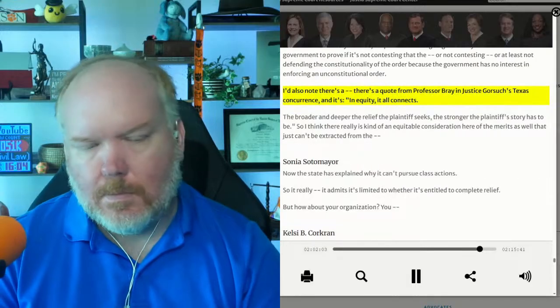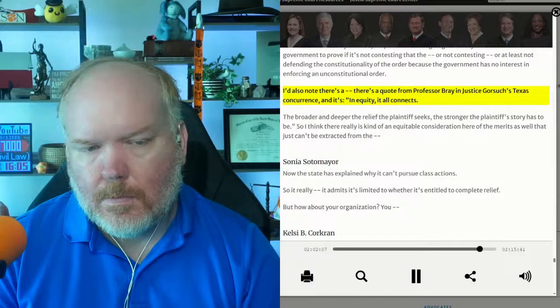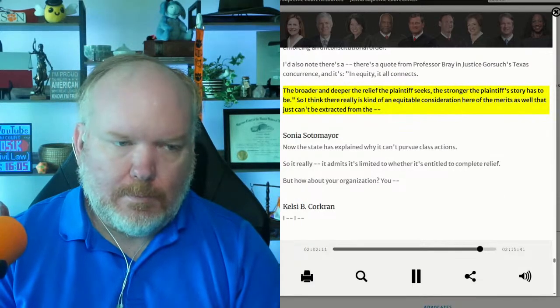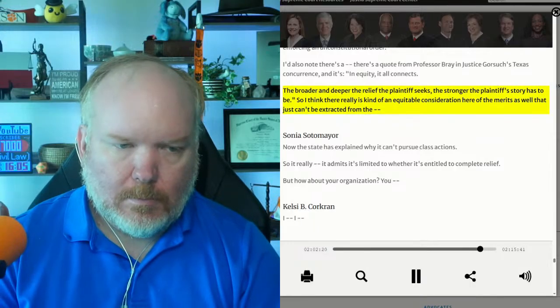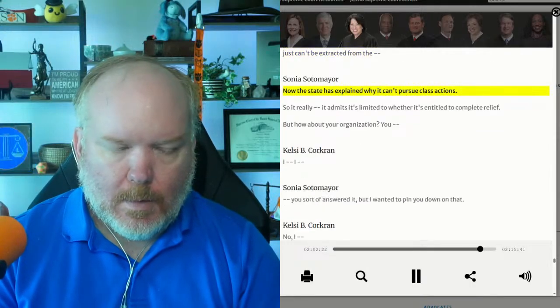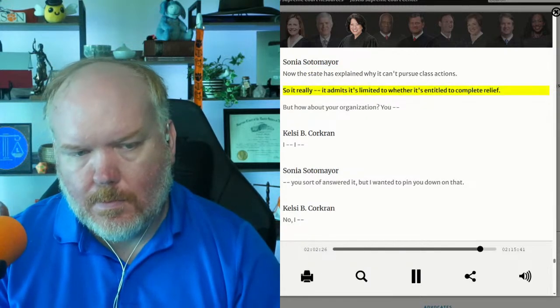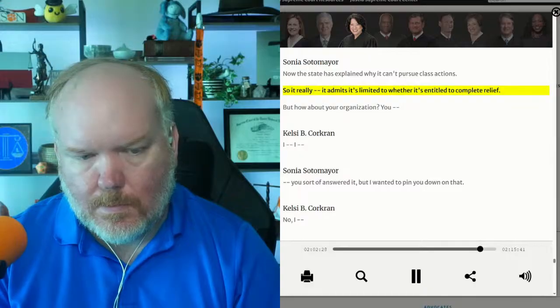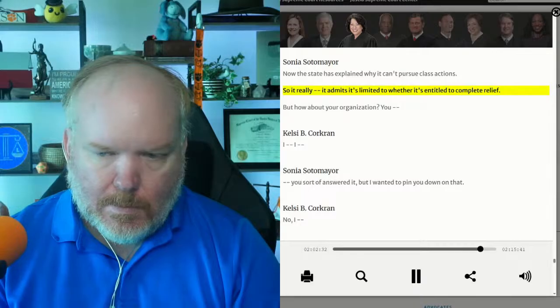I'd also note there's a quote from Professor Bray in Justice Gorsuch's Texas concurrence: "In equity, it all connects. The broader and deeper the relief the plaintiff seeks, the stronger the plaintiff's story has to be." So I think there really is an equitable consideration here of the merits as well that just can't be extracted. Now, the state has explained why it can't pursue class actions. So it admits it's limited to whether it's entitled to complete relief.